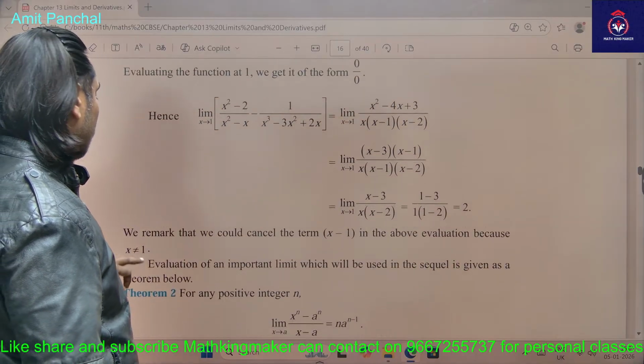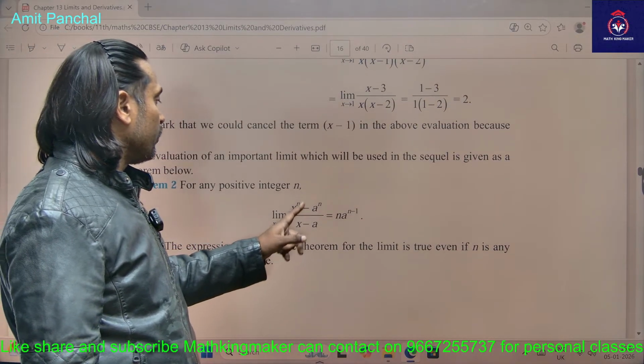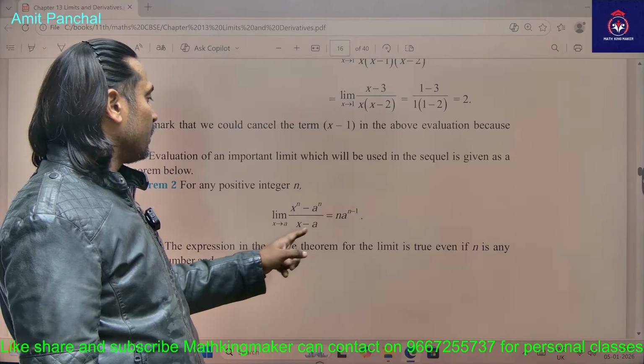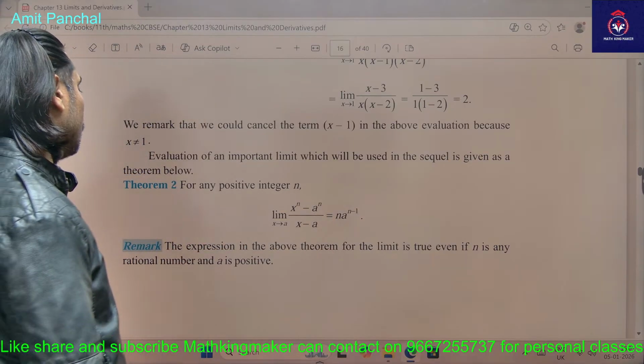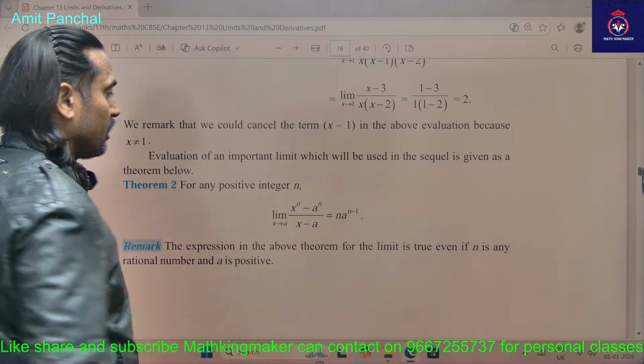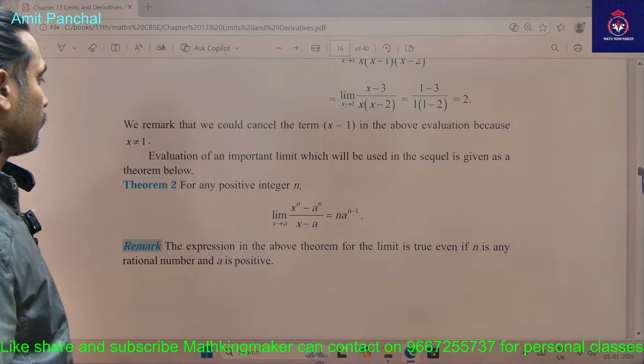Now this one, if you have limit x tending to a, x to the power n minus a to the power n divided by x minus a, so you will get n a to the power n minus 1. Just write down this expression because you need to use it as a formula.